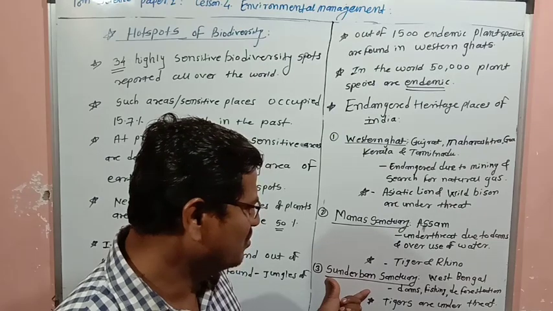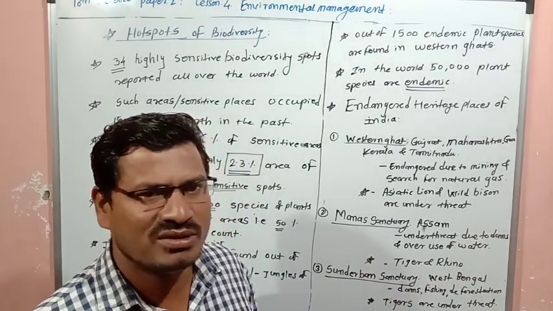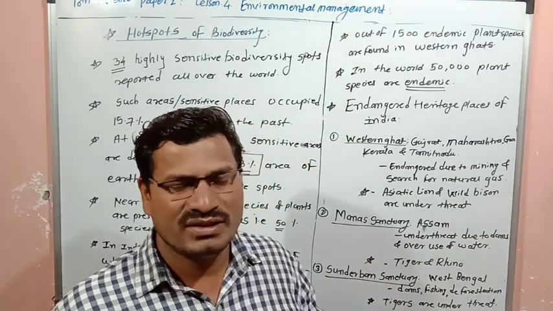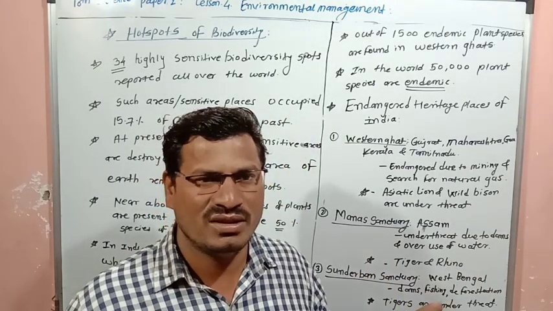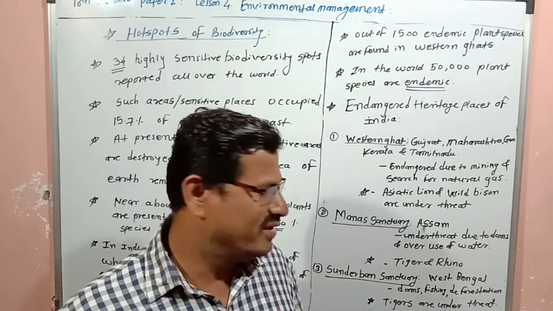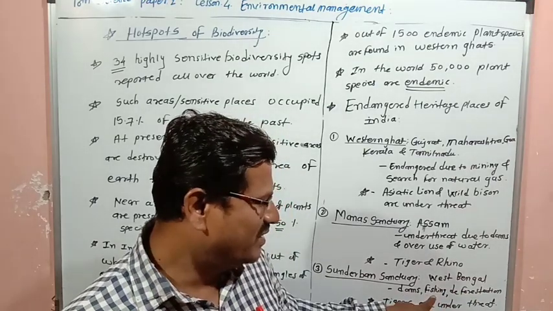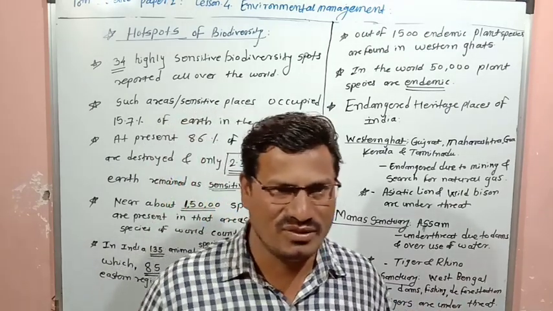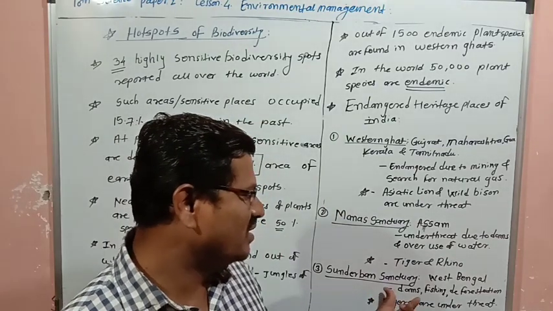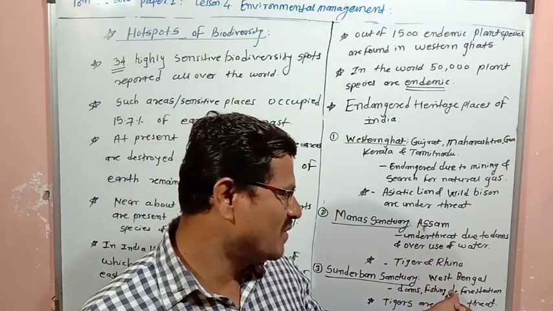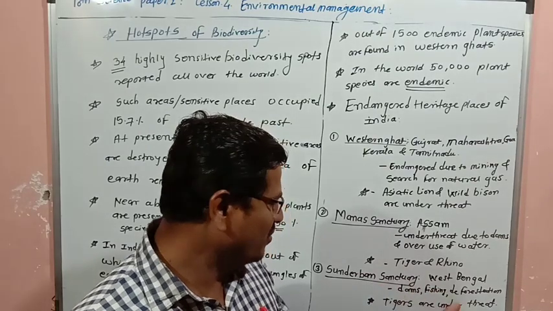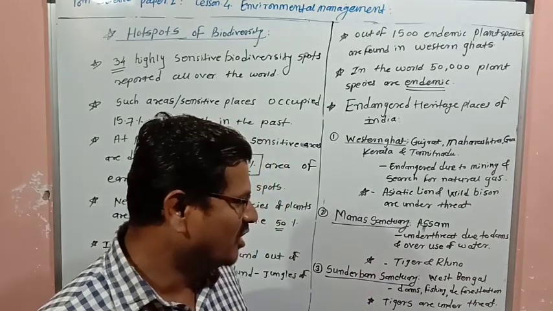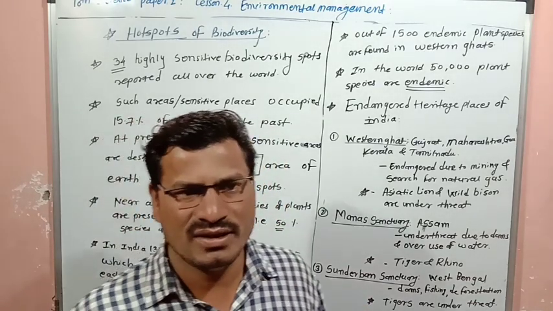Next one is the Sundarban Sanctuary, and where is it present? Sundarban Sanctuary is present in West Bengal, and what are the reasons because of which those animals are coming into danger? The reasons are dams, excessive fishing, then deforestation. These are the problems in the West Bengal Sundarban Sanctuary: dams, excessive fishing and deforestation. And which animal is in danger? Tigers are in danger.